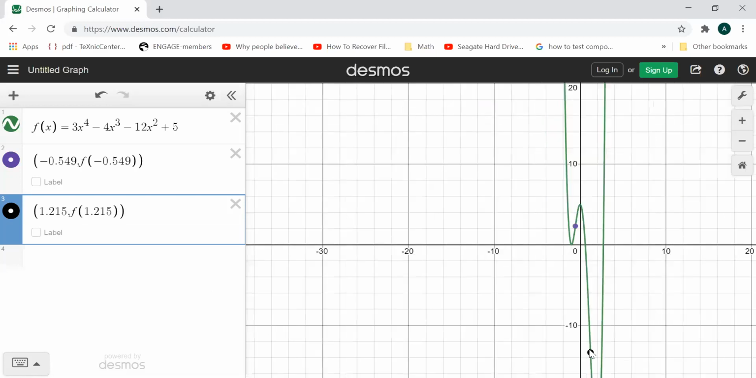Oh, it's over here. So you see, the function is concave down exactly between the blue and the black point. And then once it gets past the black point, it's going to be concave up again. So that is the behavior of this function, and this is the discussion that we're going to carry out today.